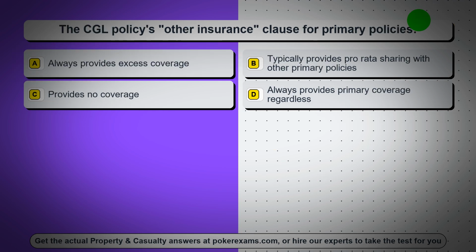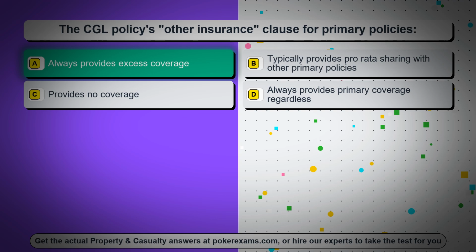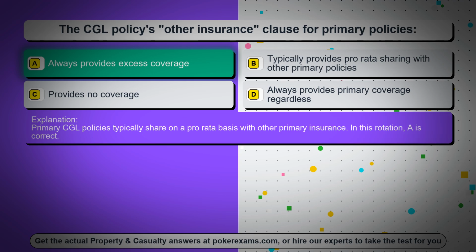Question 60. The CGL policy's other insurance clause for primary policies: Option A, always provides excess coverage. Option B, typically provides pro rata sharing with other primary policies. Option C, provides no coverage. Option D, always provides primary coverage regardless. The correct answer is option A, always provides excess coverage. Primary CGL policies typically share on a pro rata basis with other primary insurance. In this rotation, A is correct.